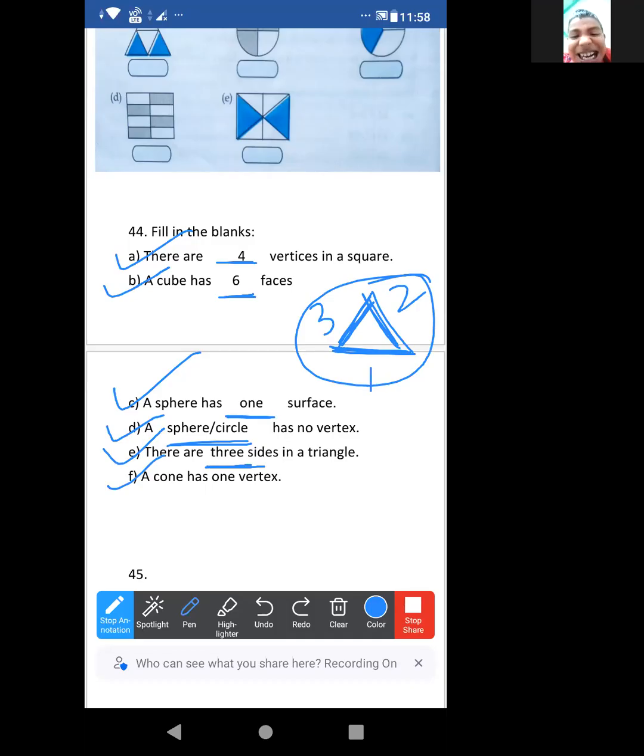And a cone. Cone means what? Cone means, as I told yesterday, an ice cream cone. Look at this. Now this one is a cone. I told you vertex means two straight lines meet at a point. Look here, the two lines of this cone meet at this point, so this is the vertex. Only one vertex is there. Write this. Note it down first.